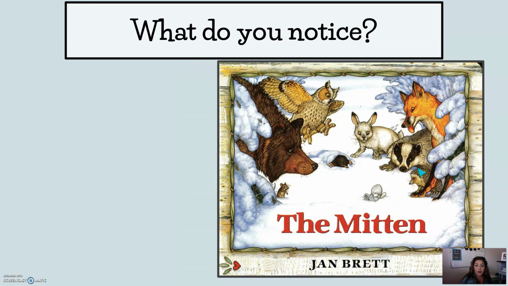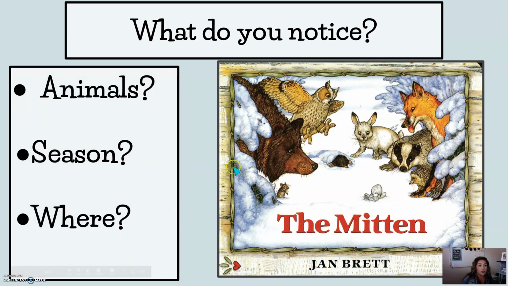The second book that we're going to be reading is called The Mitten by Jan Brett. So again, what animals do we see here on the cover? What is the cover telling us about this story? Are these the kind of animals that you would see maybe at a park? I don't know. What about in the forest? So let's look at the cover again. And what season does it look like it is? What does the snow tell us?